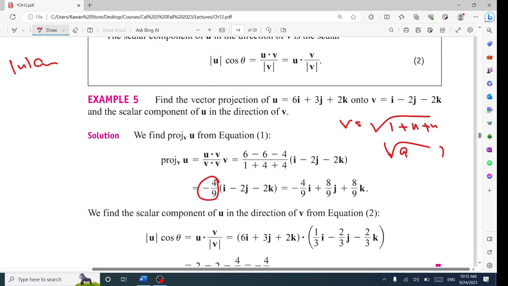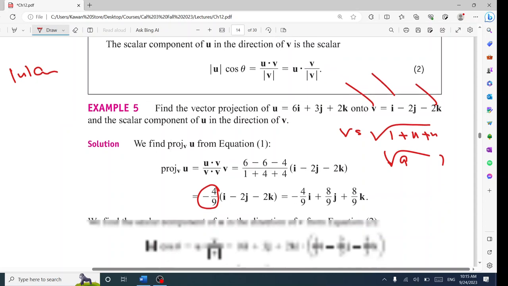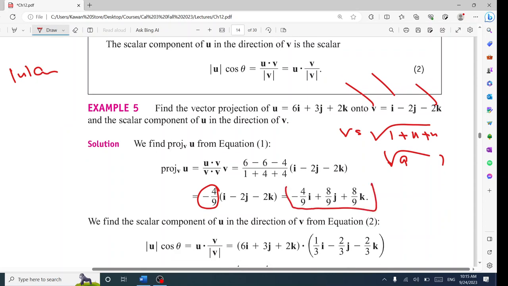Do you have any problem with that one? No. Now multiply what? Multiply v itself. So here we are. We got the projection, and it is a vector. Clear? Are you fine? Good. Now we got a vector.